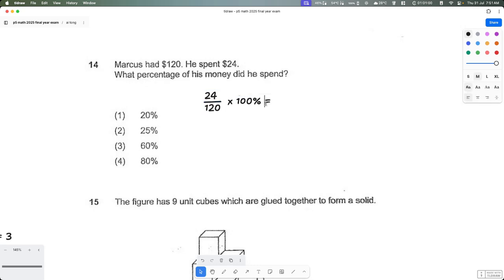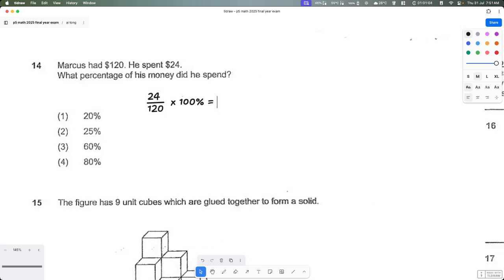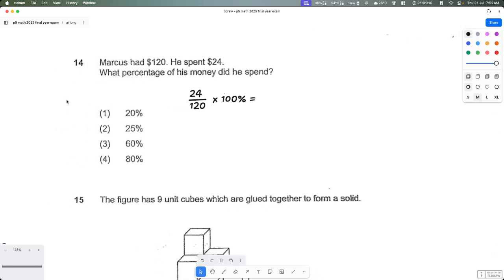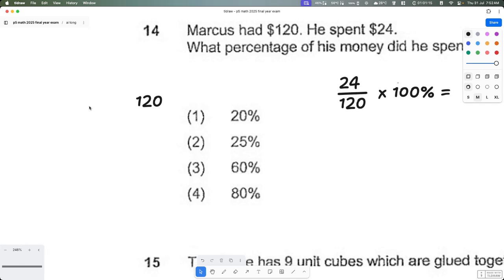So 24 out of 120, we can simplify this. Can we divide it by 24? I think we can. If we were to do our workings, 120, and then we have 24, this line and this line. So we have 24, that's what we see over here.